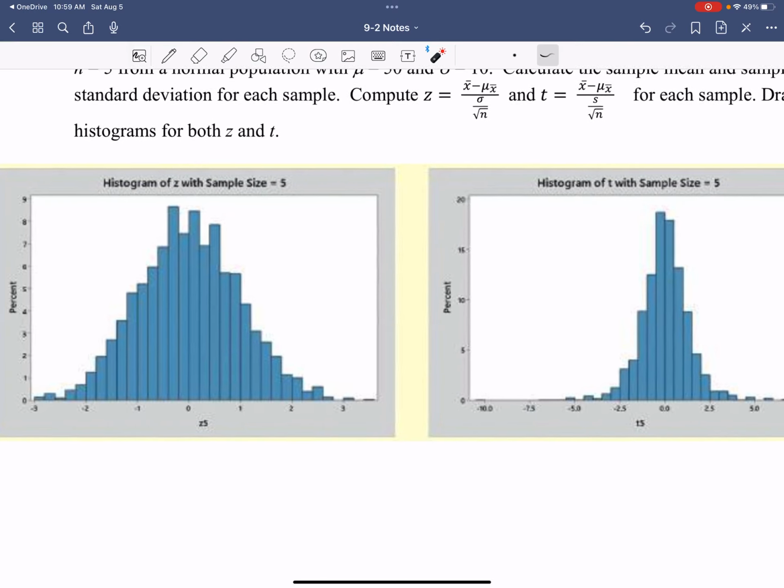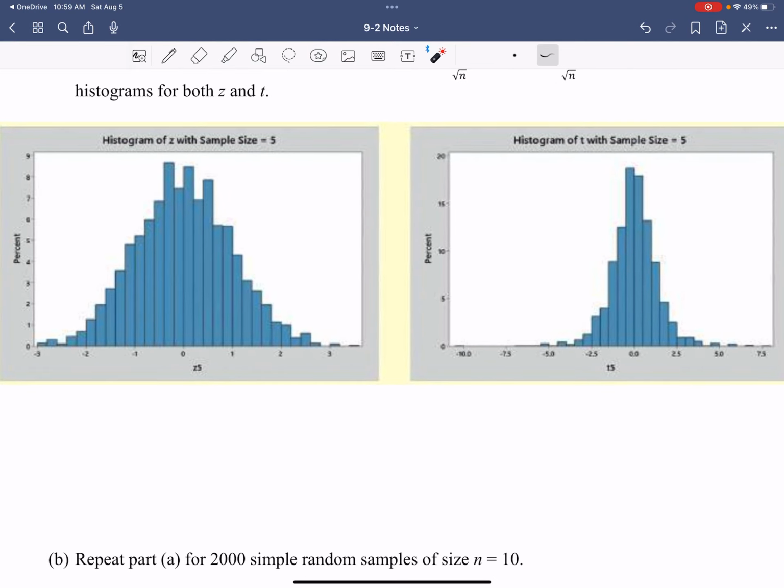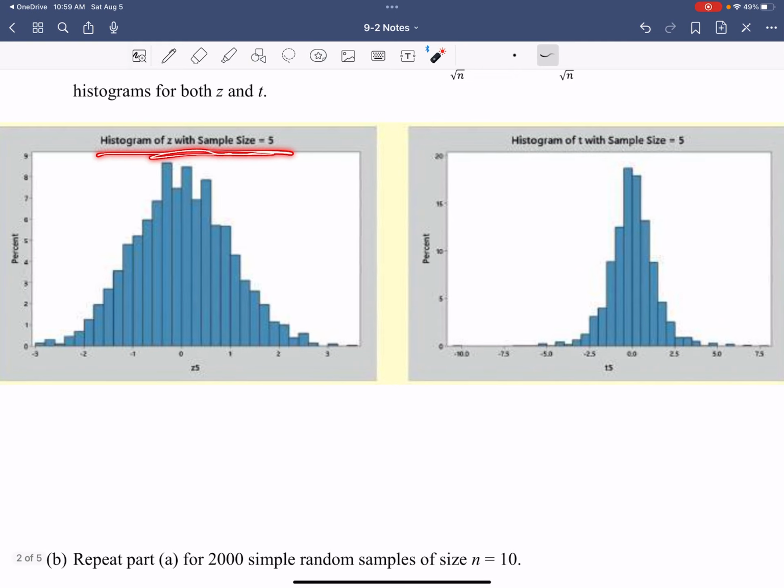Let me make this as big as I possibly can so you can really see these numbers, because that's what we want to talk about. This is a histogram of Z, and a histogram of T with sample size 5. Same sample size. This one's just a T and this one's just Z. It's the exact same sample size, so that's what we're looking at between those two.